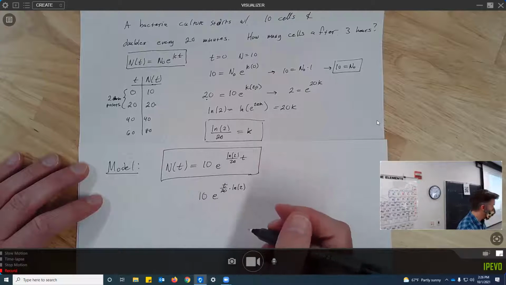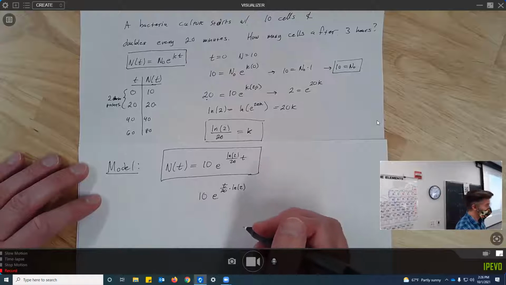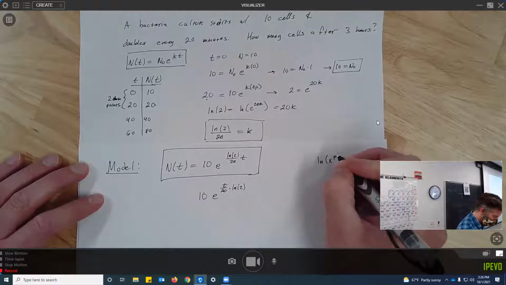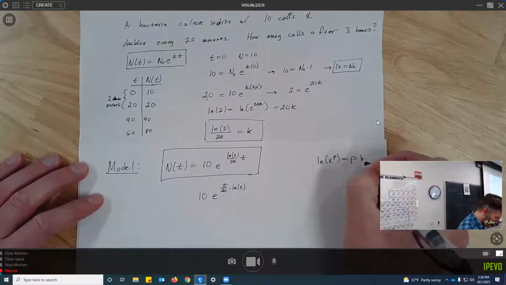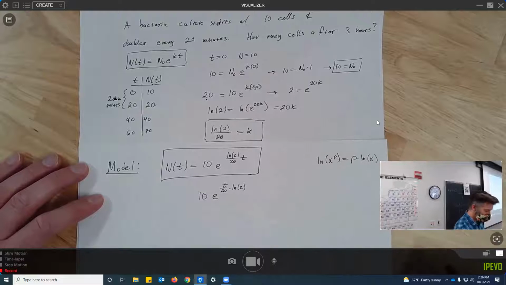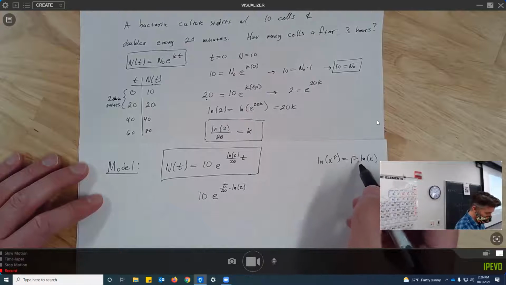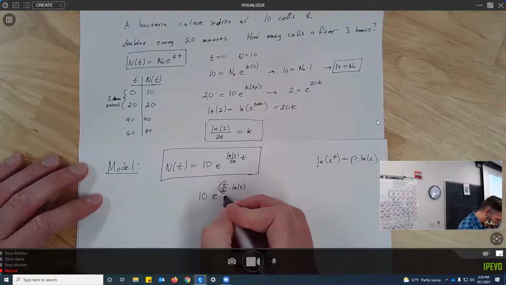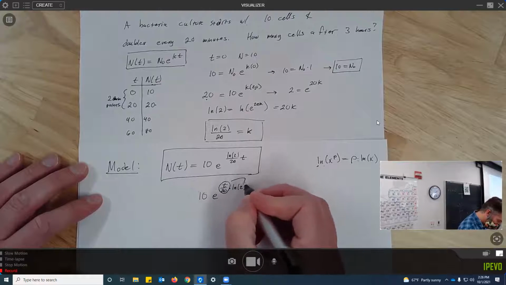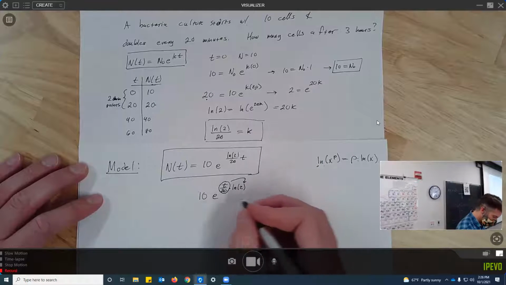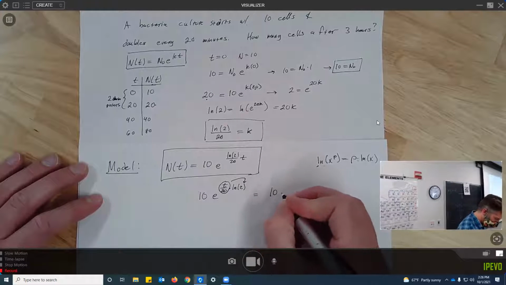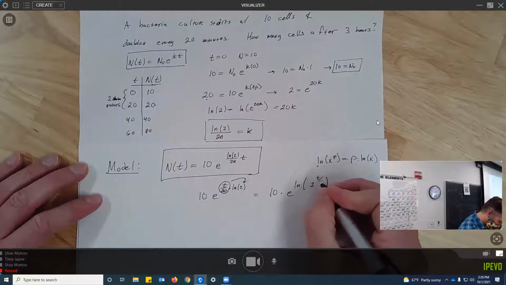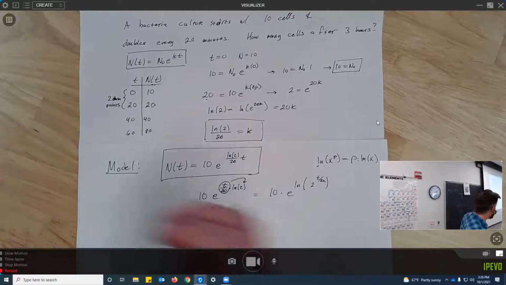That's not really the funky part. Then I'm going to use one of the rules of logarithms that says the natural log of x to a power is equal to that power times the natural log of x. But I'm actually going to go in the reverse direction. I'm going to say the power times the natural log of x is equal to the natural log of x to the power. And I'm going to bring this coefficient up as the power of 2. So I'm going to rewrite this as 10 times e to the natural log of 2 to the t over 20. Why would I do something crazy like that?